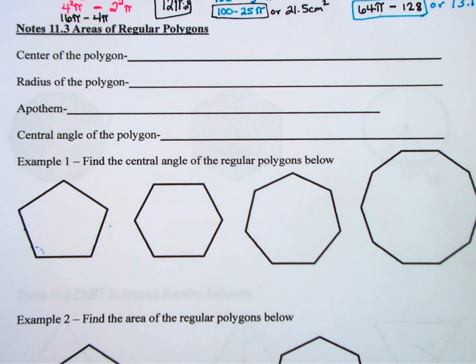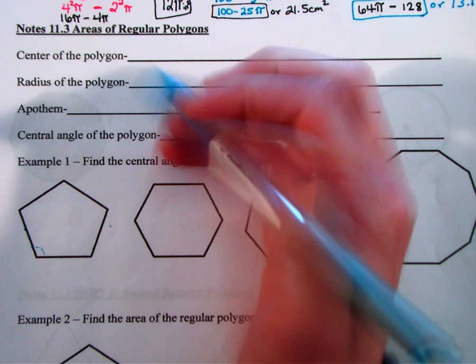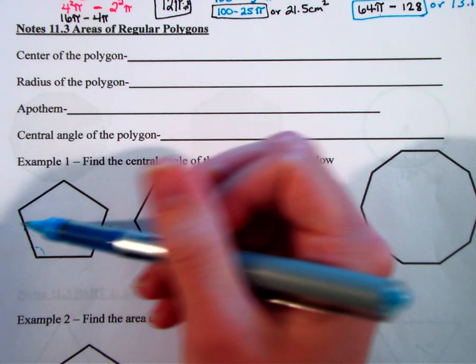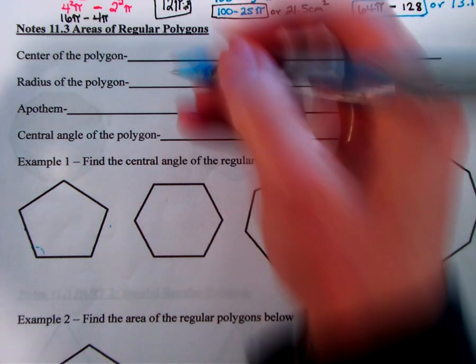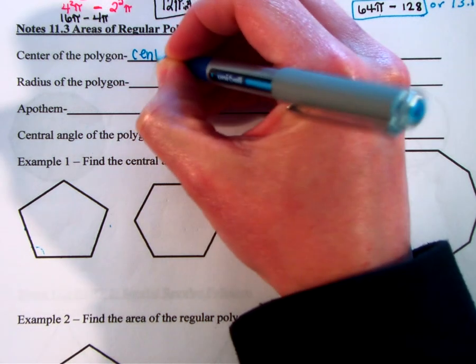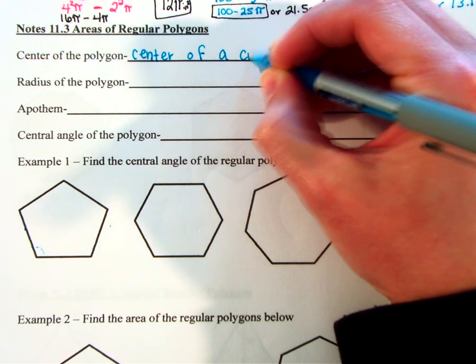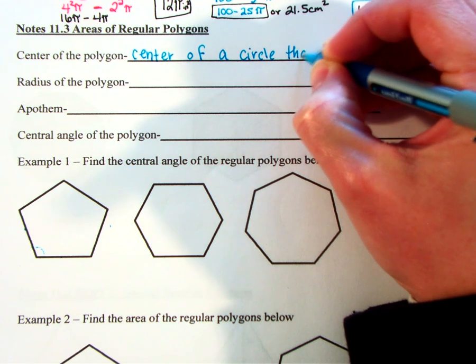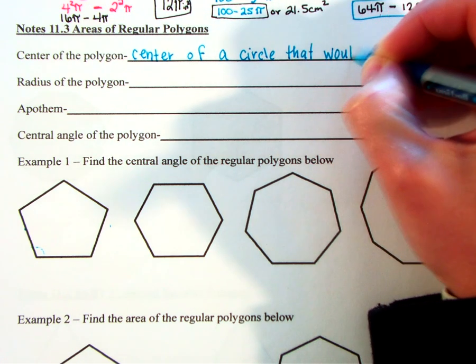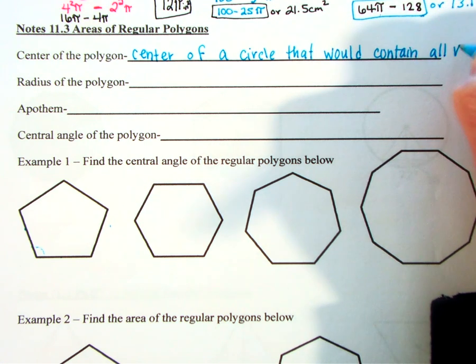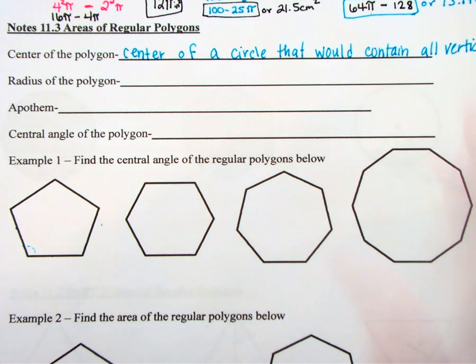So the center of the polygon is kind of like the center of a circle. It's going to be the center of a circle that would hit all of the vertices around the outside. So the center of the polygon would be the same as the center of that circle. Okay, so it's the center of a circle that would contain all the vertices. That kind of went off there, but that says vertices there.